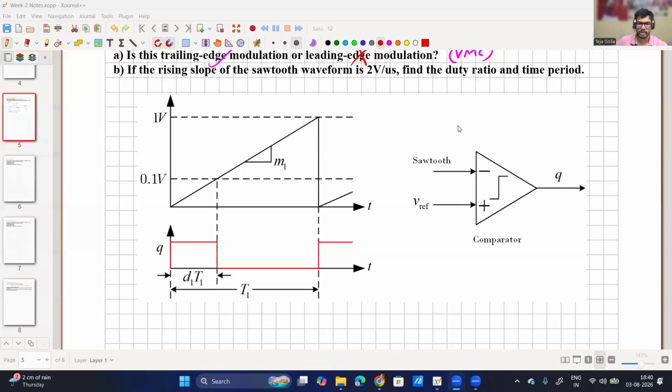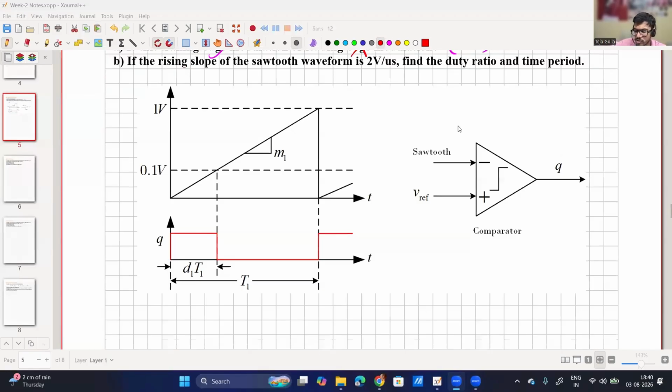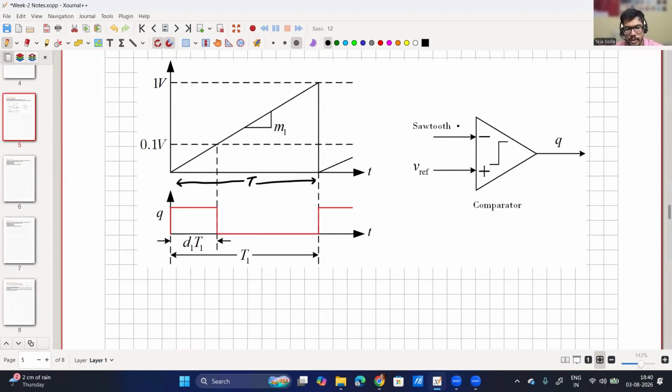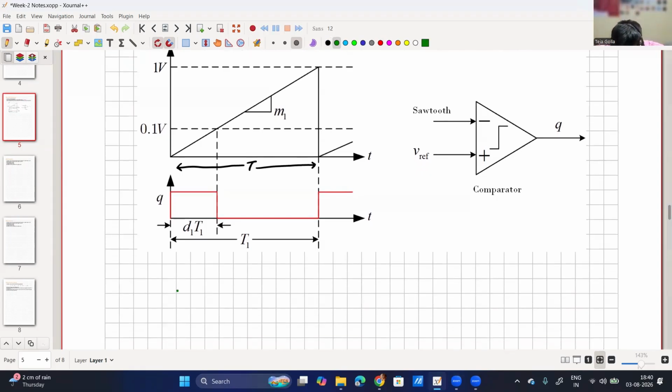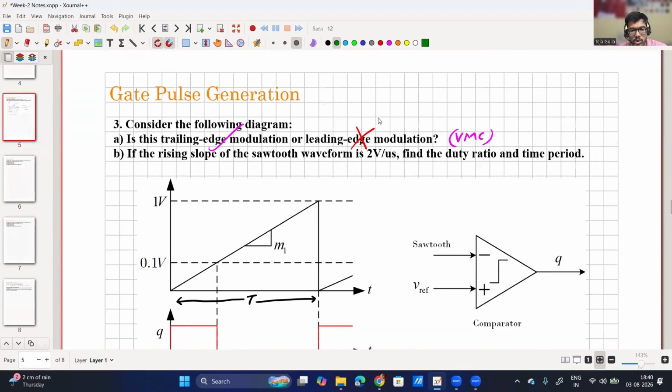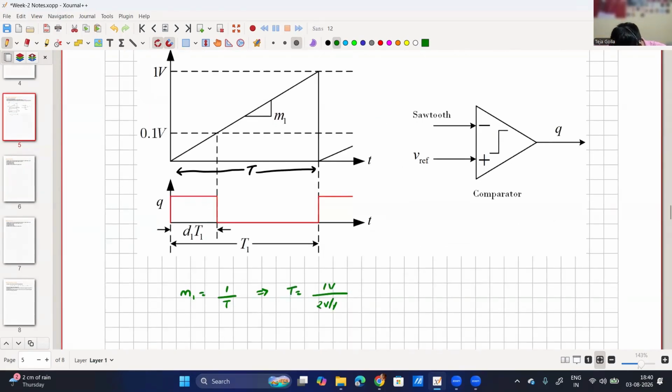So coming to our problem, slope m1 is given. I can calculate m1 in terms of the peak voltage as well as the time period t. So this is my time period t. I can calculate my m1 as slope, right? So it is height by the base of the triangle. So m1 is nothing but 1 volt by time period t. So now my time period t is nothing but 1 volt by the slope, which is 2 volt per microsecond. So from this I can get my time period as 0.5 microsecond. Is this clear?